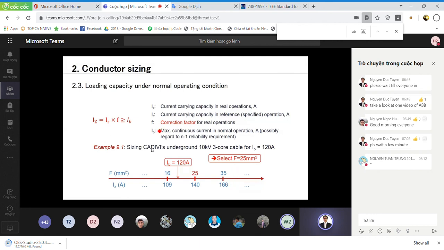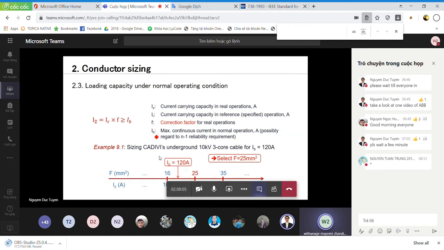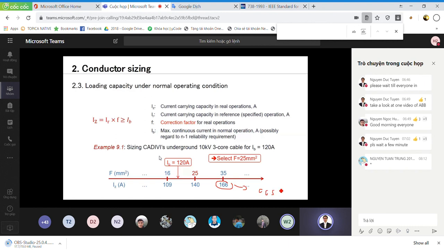Teacher, I have a question. The inequality for this is Iz greater than or equal to Ib. So why can we not use 35 and 166? Isn't it greater? You cannot, it's so much higher. It's cost. This one may be damaged. Okay.